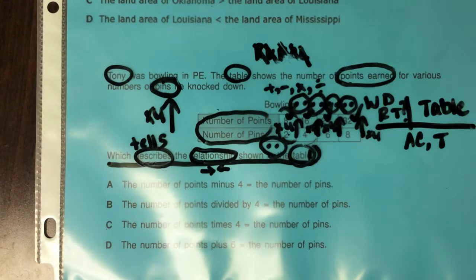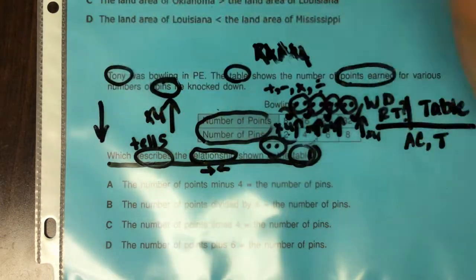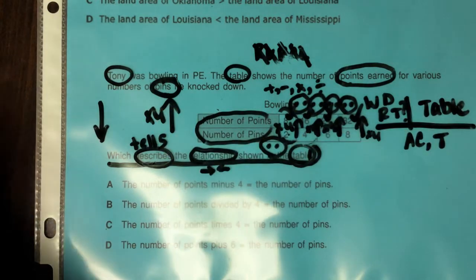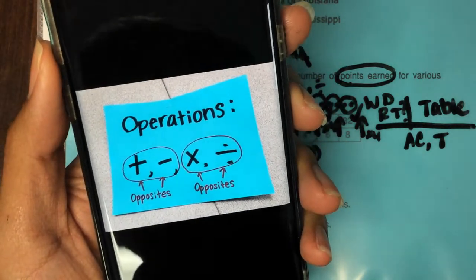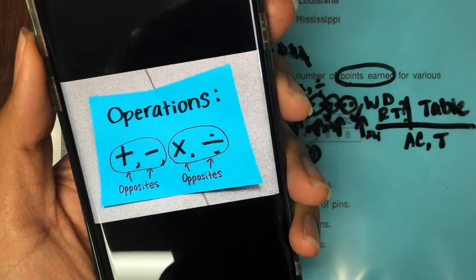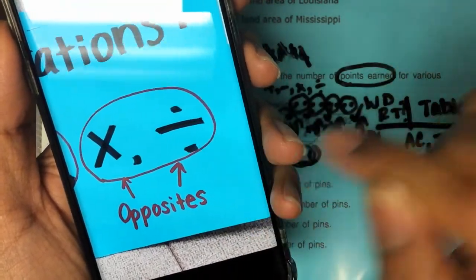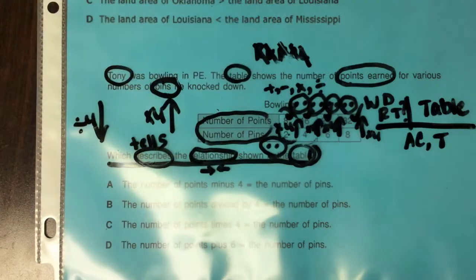But whenever you have a table like this, it's always important to figure out what the opposite relationship is, because relationships go both ways. So let's find out what it would be if we were going the opposite way. Let's think about what the opposite of times 4 would be. What would it be? If you look up on top of the board, on this sheet of paper, it tells you the operations and what the opposite operation is. So here's multiplication, and the opposite of multiplication is division.